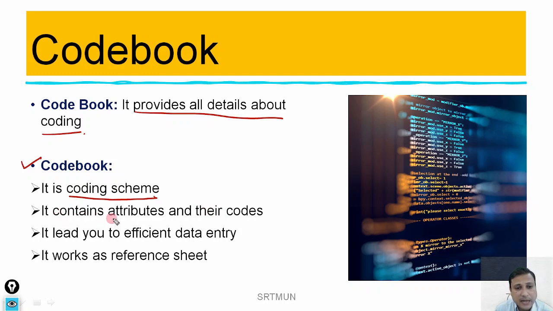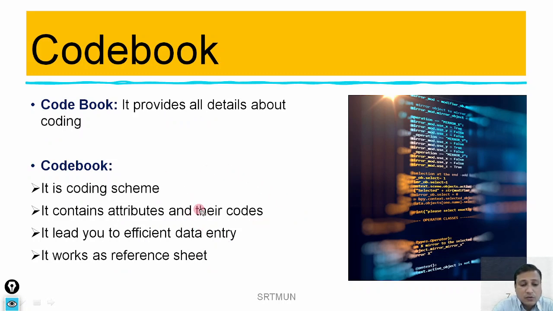It contains attributes and their codes. Moreover, it includes variable name, a variable number, and many other things. It will lead you to efficient data entry, and it works as a reference sheet for us, because when we are entering our data in MS Excel or SPSS, and when we are giving some codes there too, the codebook works as a reference sheet for us.